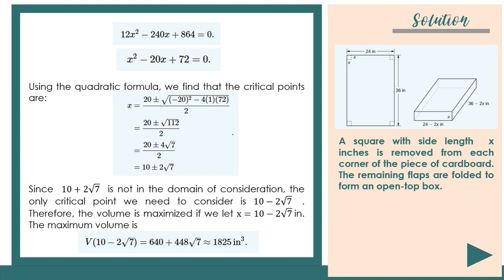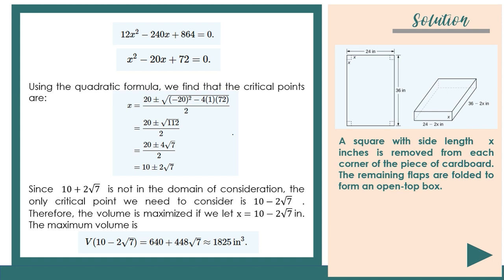So, let's inspect the answers. If you look at 10 plus 2 square root of 7, its value will be greater than 12. Based on the constraint we mentioned, we cannot go beyond 12. So that value is not possible and should not be considered as a solution to this problem. So only one is left, which is 10 minus 2 square root of 7. Therefore, the volume is maximized if we let x equal 10 minus 2 square root of 7 inches.